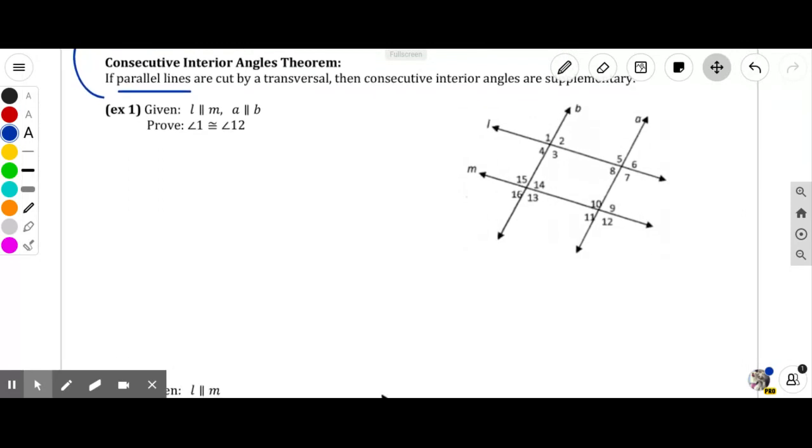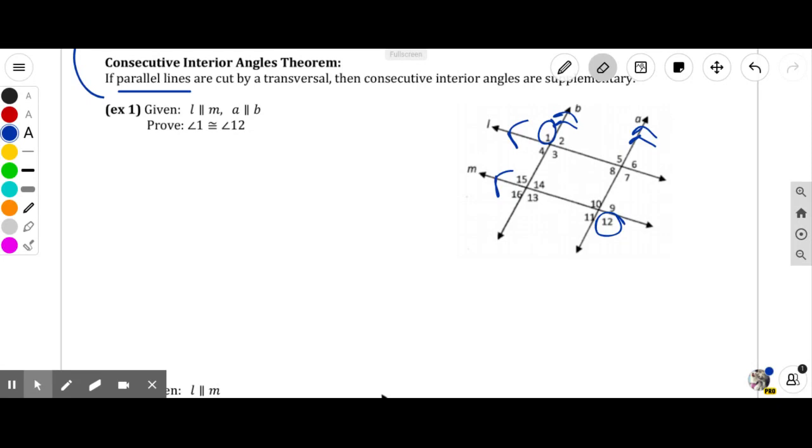So if you take a look at this picture, we're given that L is parallel to M and also A is parallel to B. We show that with the same number of arrows on the lines. And we're being asked to prove that angle 1 is congruent to angle 12. Some of you may be thinking, well, aren't those alternate exterior angles? They're actually not, because they're not on the same transversal, like 1 and 13 would be, or 12 and 5 would be, but 1 and 12 are not. They have to be on the same transversal in order to be considered alternate exterior, or really any of these.